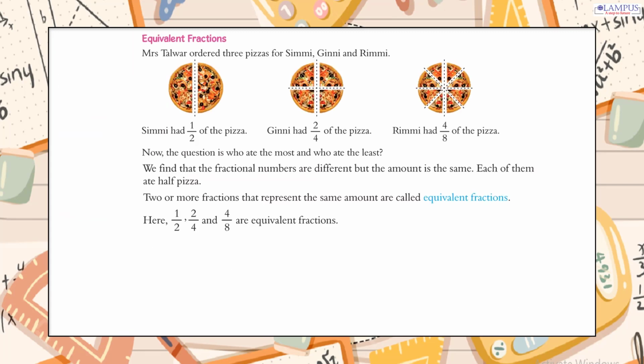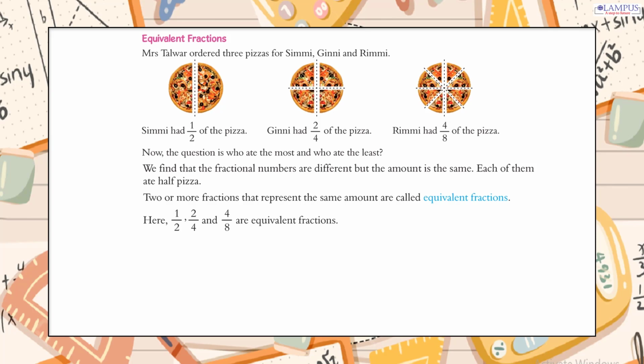Equivalent fractions. Mrs. Talwar ordered 3 pizzas for Simi, Ginny and Rimmi. Simi had 1/2 of the pizza. Ginny had 2/4 of the pizza. Rimmi had 4/8 of the pizza. Now, the question is who ate the most and who ate the least?